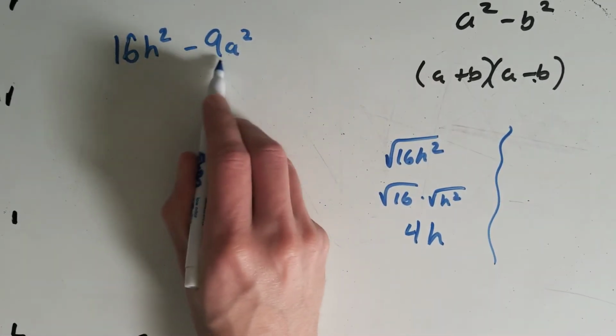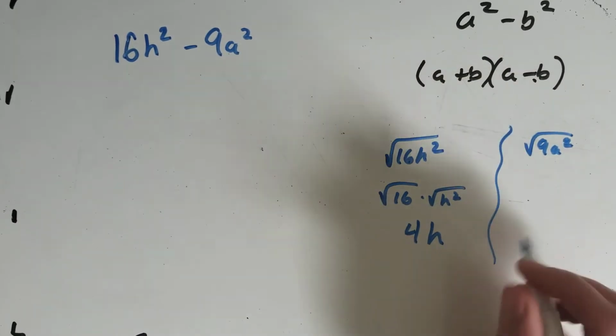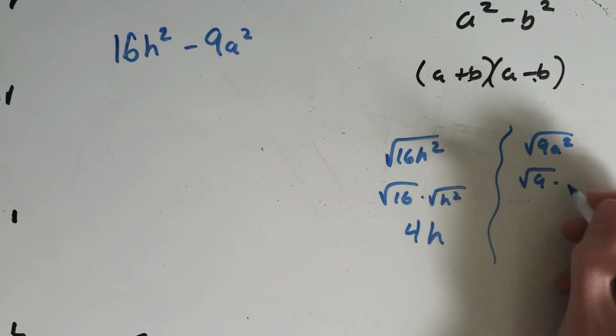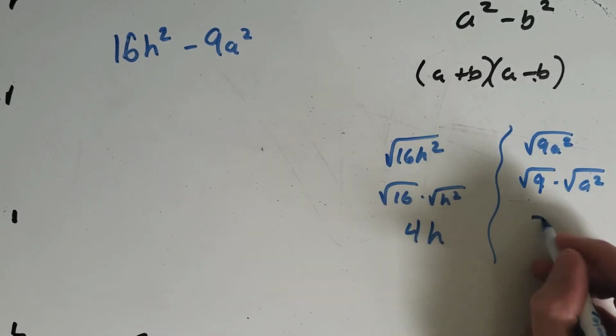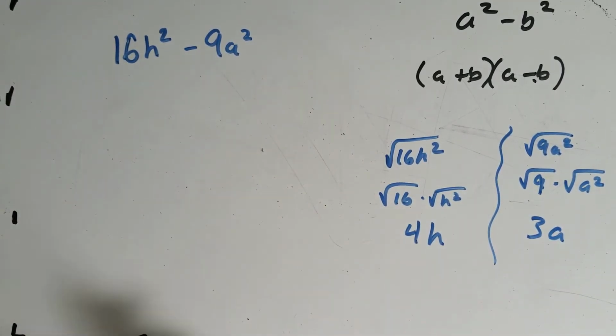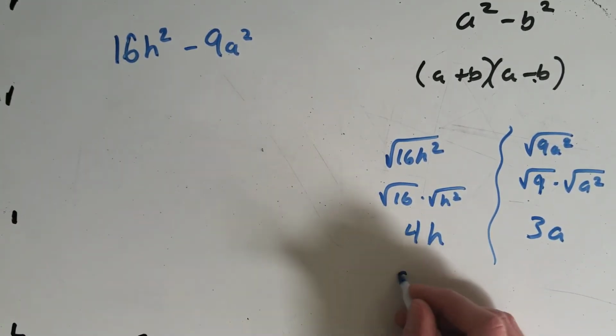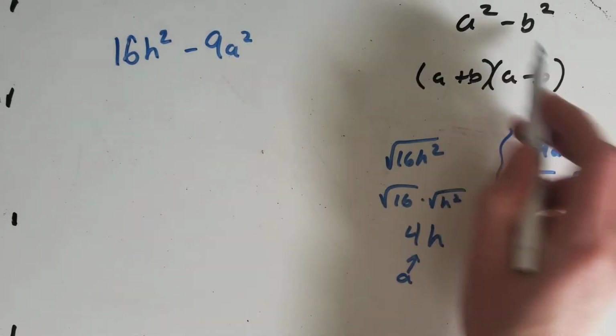We can check to see if this is a perfect square. Can you take the square root of 9a squared? Well, that would be the square root of 9 times the square root of a squared. Square root of 9 is 3, square root of a squared is a, so it does work. We are subtracting two perfect squares, and this would be your a, and this would be your b term, if we're talking about this form up here.